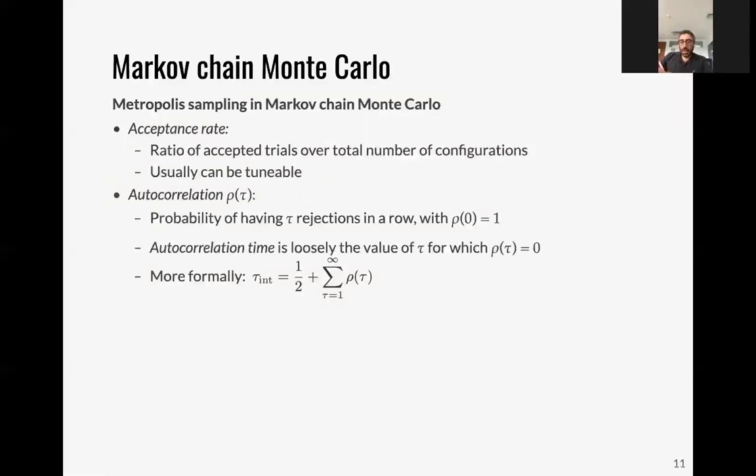Then autocorrelation, which I will denote rho of tau. It can be defined in various ways, but you can think of it as the probability of having tau consecutive rejections, with the definition that we start from 1, so rho of 0 is 1. You can also define this differently for any given observable, but in general you can define it equivalently, with rho of tau being the probability of having tau consecutive rejections.